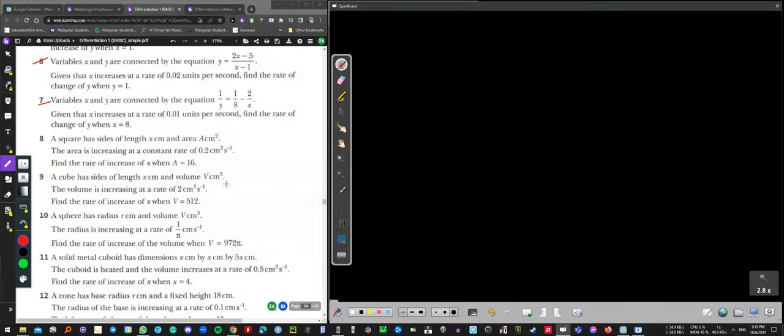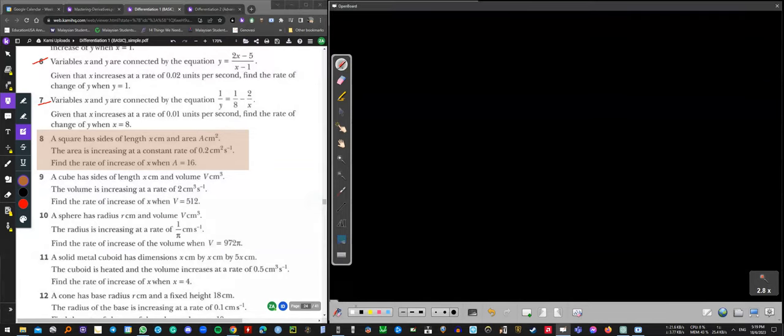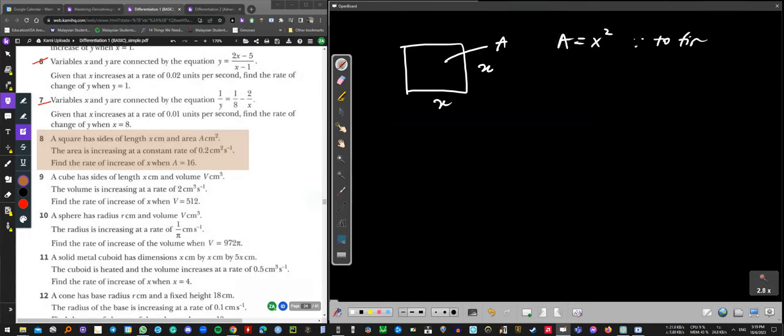So you tengok nombor 8 tu, soalan nombor 8 kita ada cakap pasal square. Okay, we are talking about square. Square ada sides dia x. So ni square. X, tu sides dia. Area dia A. So kalau saya nak create satu formula untuk dapat A dia, so mestilah A equals to x square kan? To find area. This is what we use to find area of the square. Now, dia kata dekat situ, the area is increasing at a constant rate of 0.2 cm square as -1.